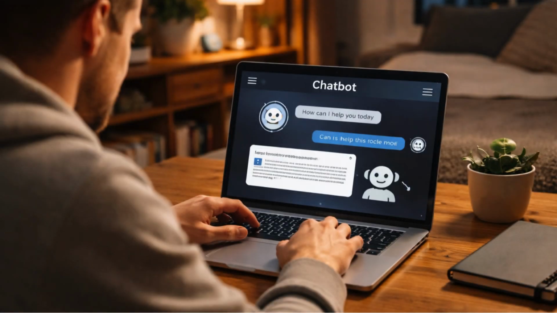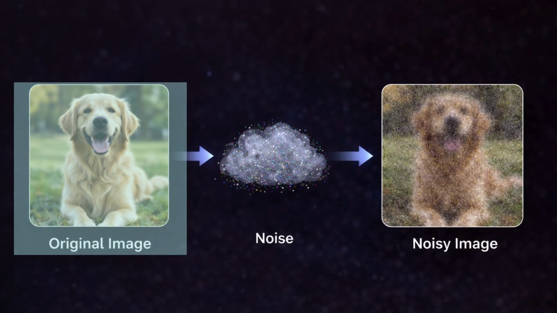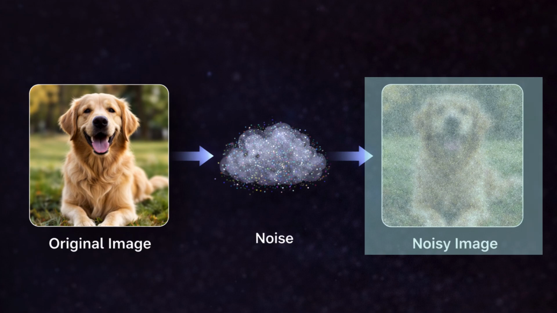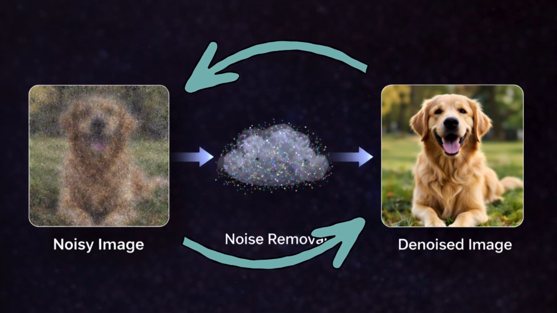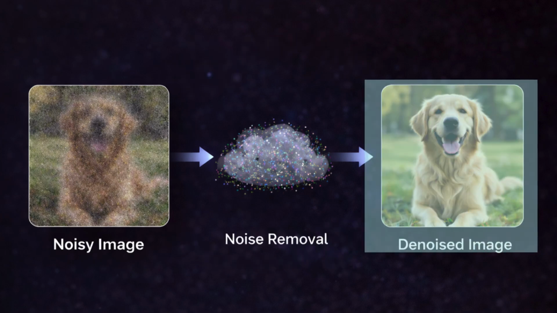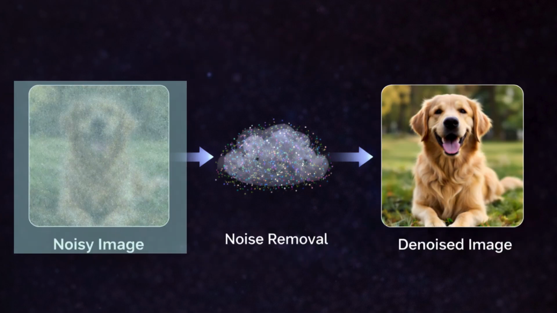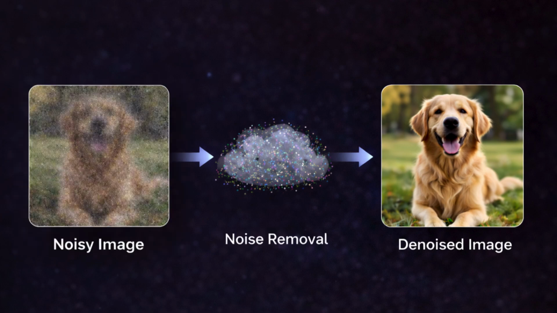This approach tackles image creation in two steps. First, it gradually adds noise to a real image until it's completely random. Then, the model is trained to reverse this process, learning how to reconstruct the image by predicting and removing the noise step by step. Because the added noise is known during training, the process is self-supervised.